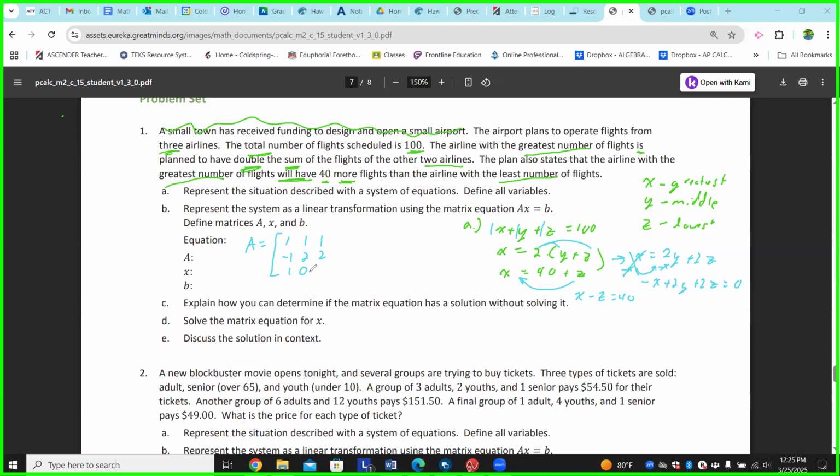Why is there a 0? There's no y. And then negative 1. What would my X matrix be?